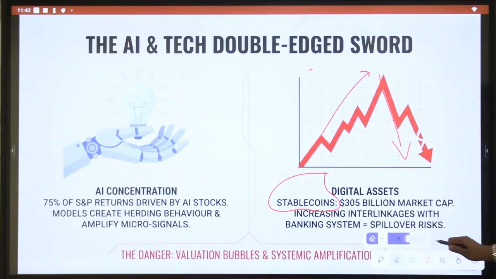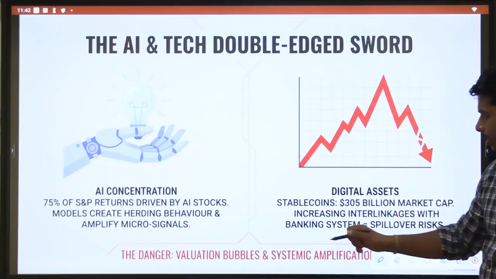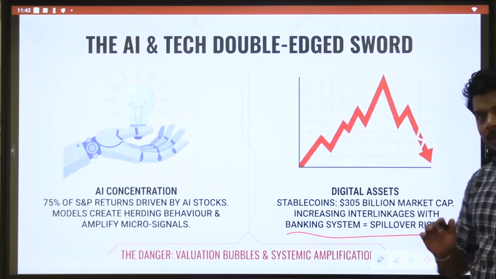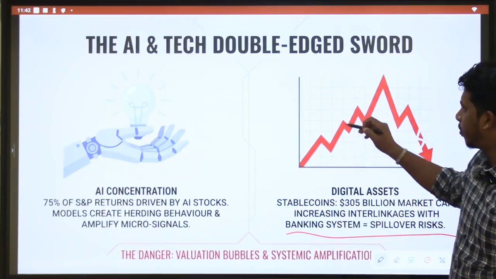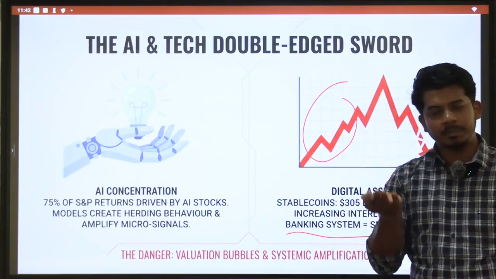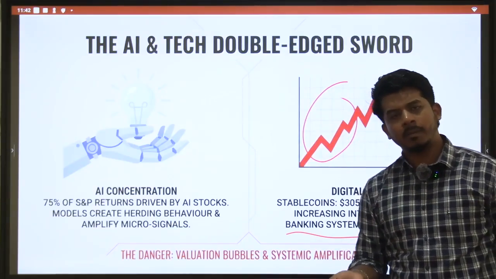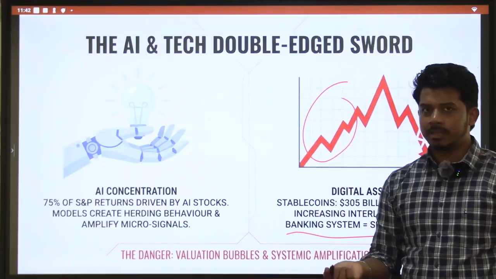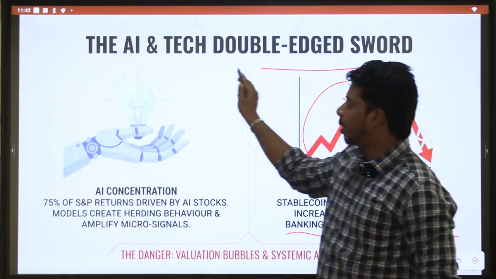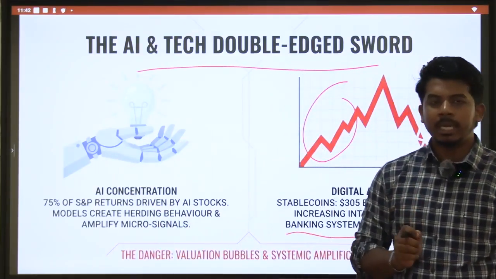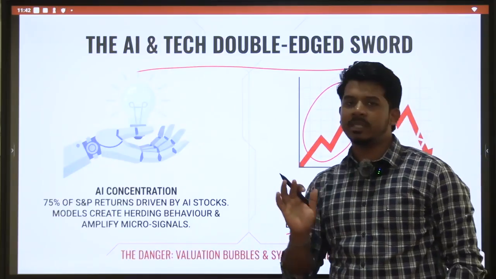The problem with this kind of bubble is that there will be a spillover risk. If I take some loan from a bank and I invest in some cryptocurrency or artificial intelligence or something, and suddenly it has fallen, now I cannot pay my loan back to the bank. Now the bank will go into crisis. So these technology bubbles can create an impact on the financial system also.